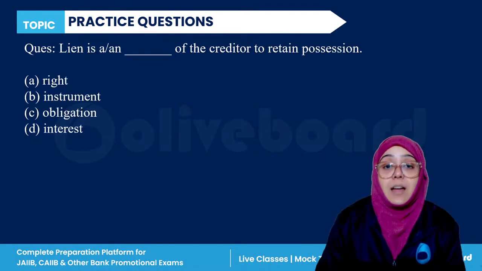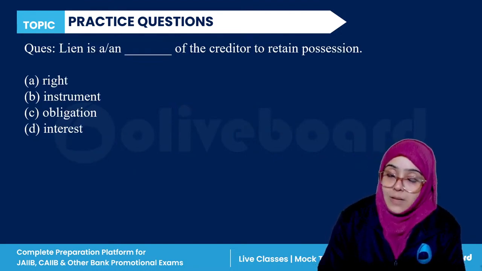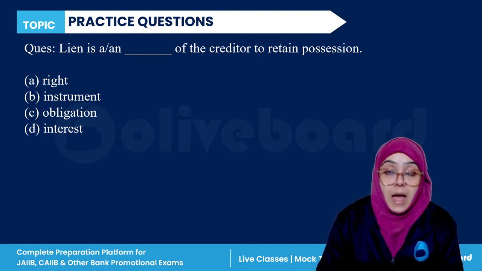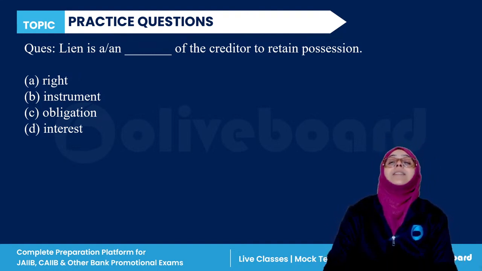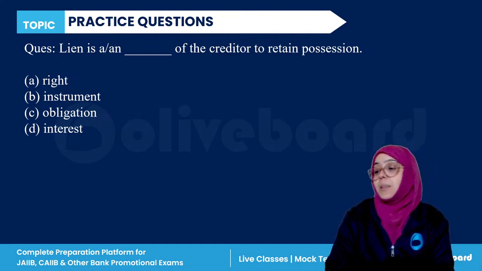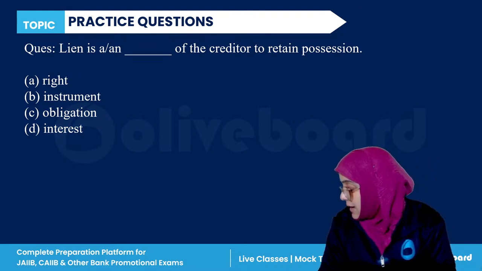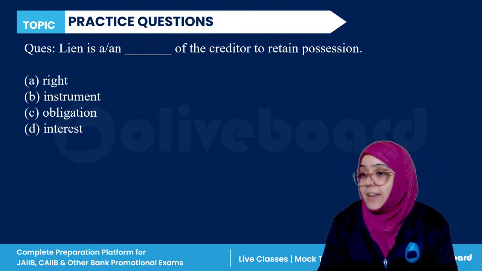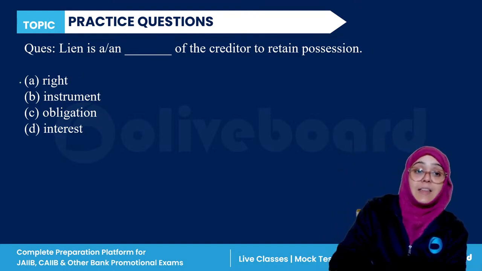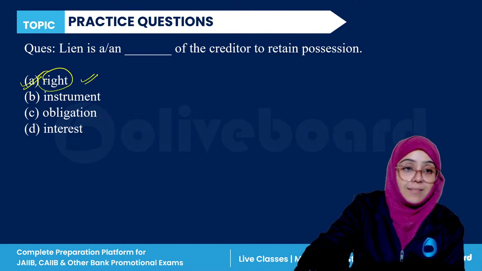Next, lien is a dash of a creditor to retain the possession. Options: right, instrument, obligation, interest. Very easy. Let me explain what a lien is. Lien is the right of the creditor to retain the possession.